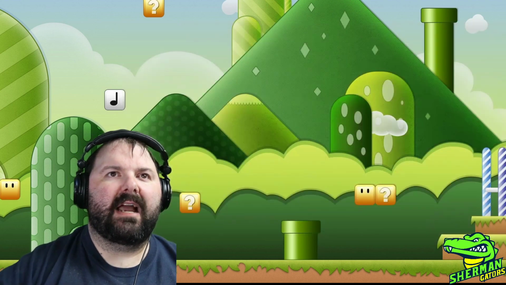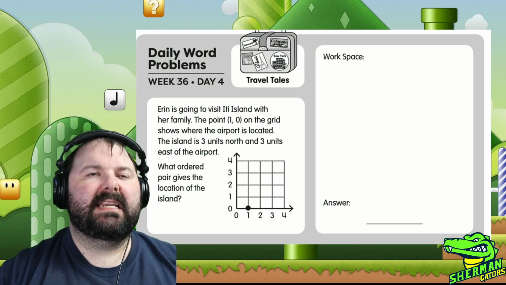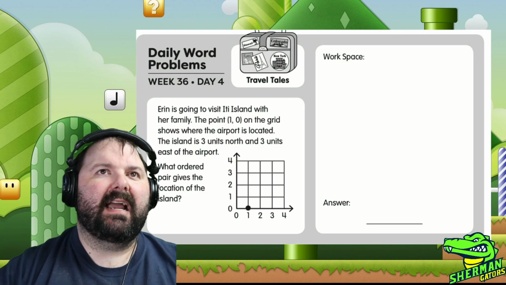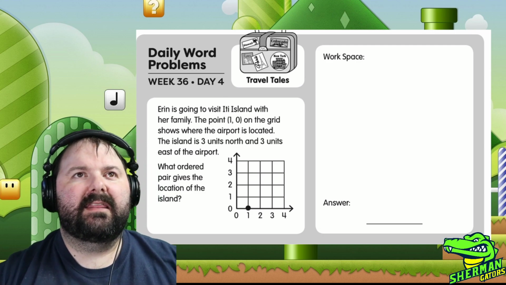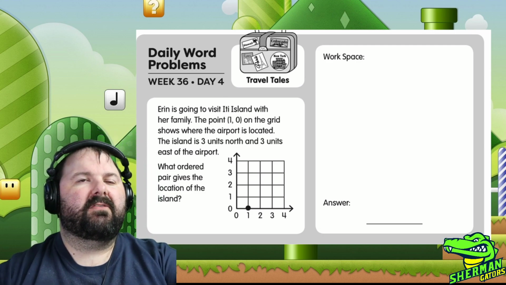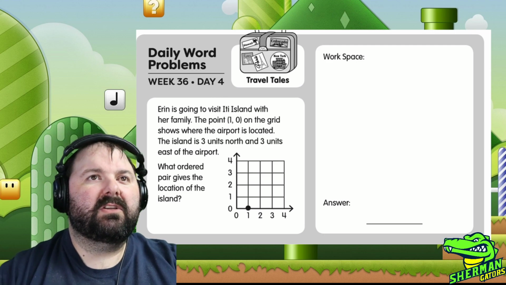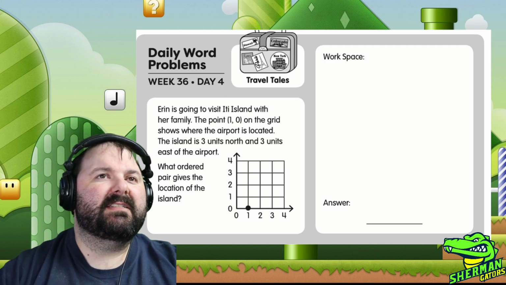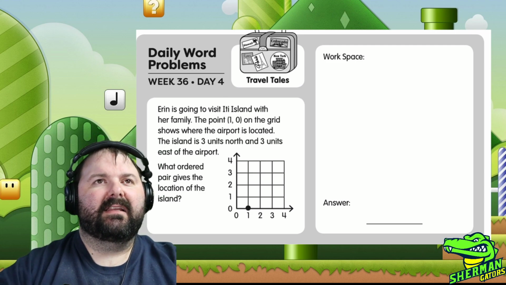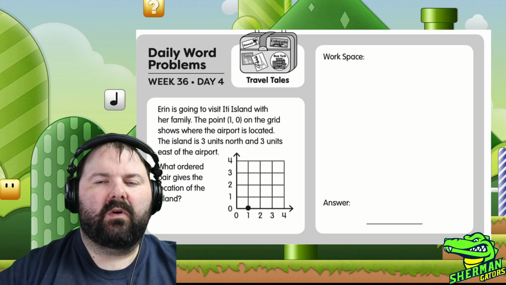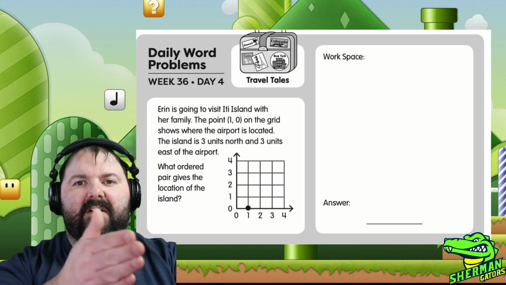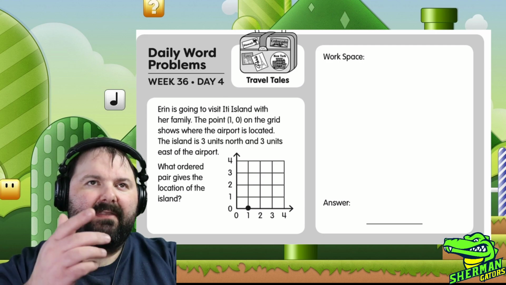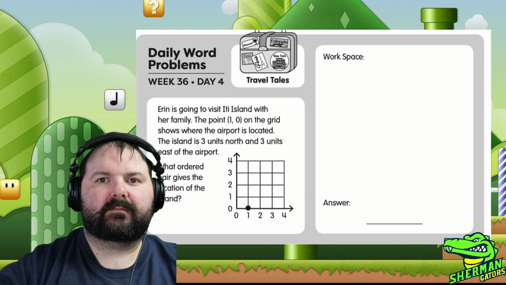For our daily word problem of the day, it's saying that Erin is going to visit Itty Island with her family. The point 1, 0 on the grid shows where the airport is located. The island is 3 units north and 3 units east of the airport. What ordered pair gives the location of the island? So you're going to want to make sure of what to do there. Remember, you got to run before you jump. That means you got to do X before you do Y. So X before Y, and that should help you with this graph.